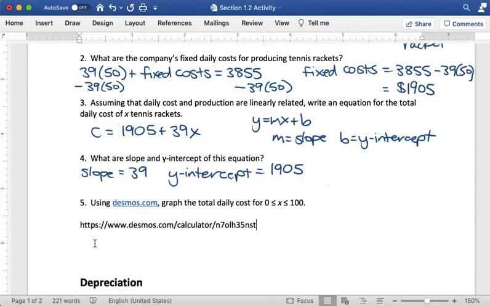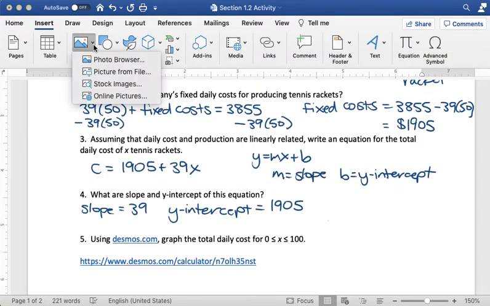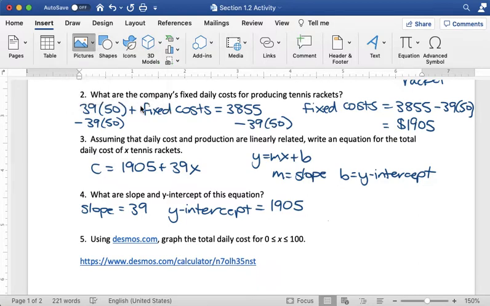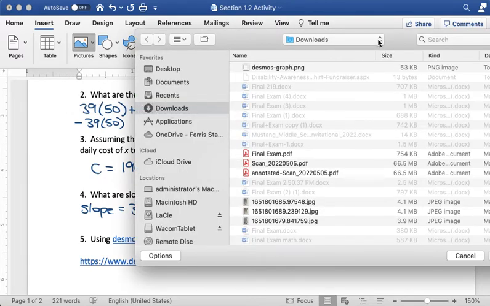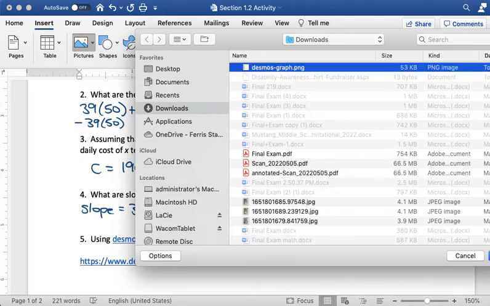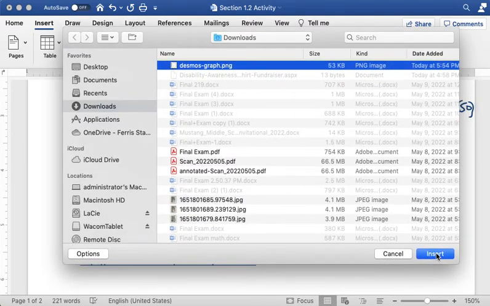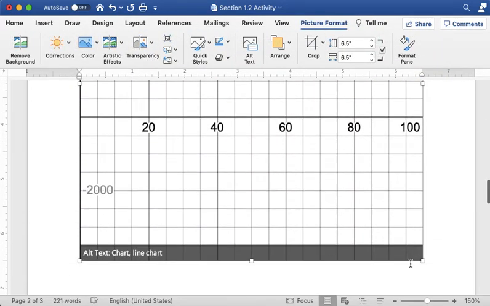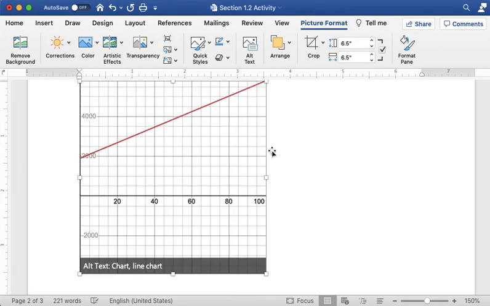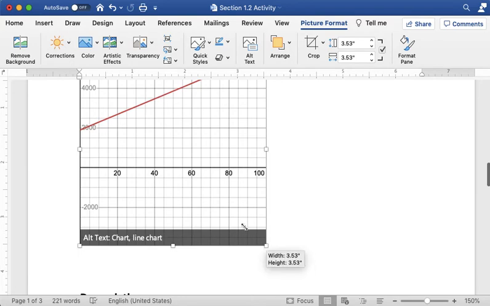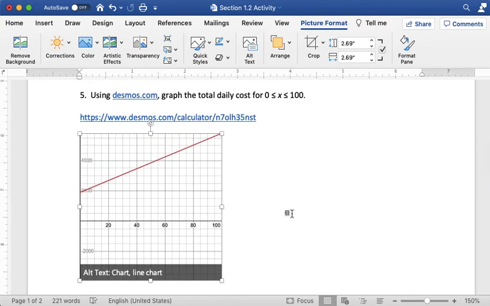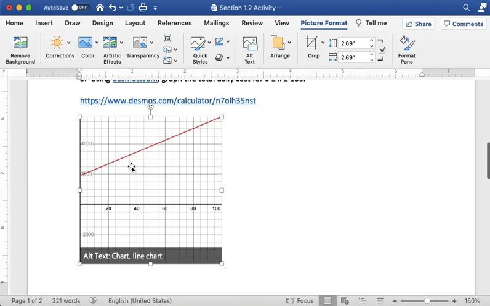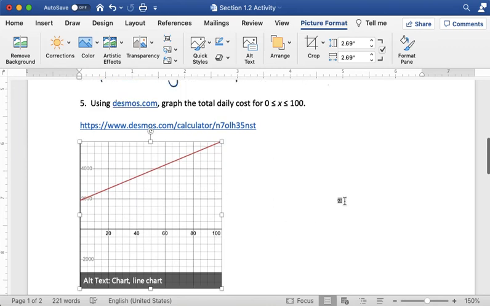Then I go back to my Word document, and where I want to paste the graph, I get that set up, and then I go to Insert, Pictures, Picture from File, and I need to find it in my Downloads folder, and then move this over so you can see it. Go ahead and insert that picture. And there it is. Usually it makes it kind of big, so I might want to shrink that down a little bit so that it fits more nicely on the page. You can also crop it or anything too if you want to do that. But that's how you put a graph image from Desmos into your notes.